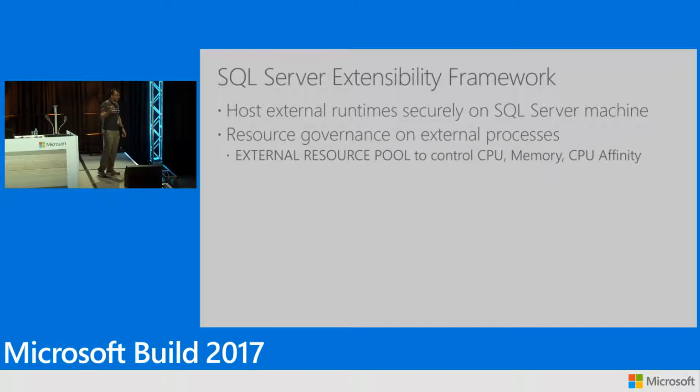And then resource governance, I touched on this. We now have a new object called external resource pool. From SSMS, if you're familiar with Resource Governor, you'll see this additional object there. This allows you to define CPU and memory usage for the R scripts or Python scripts, including affinity on very big boxes. So this allows the DBA to very granularly control what happens on the server box, right?